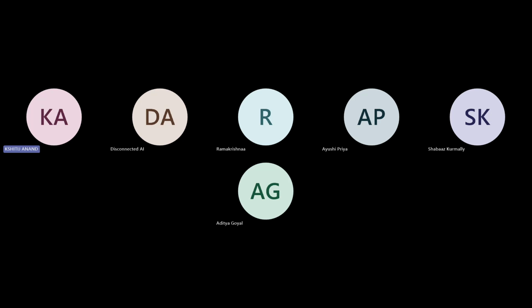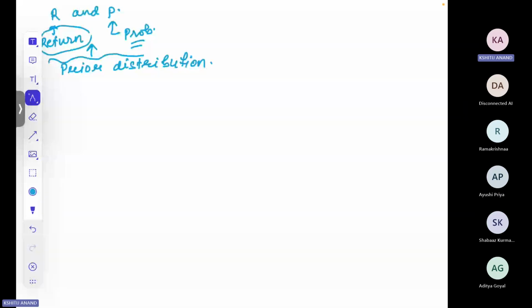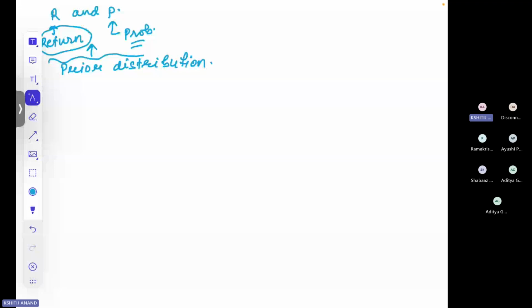So basically, we had two matrices, R and P, and R is the return. So you have, say, 10,000 or 20,000 different scenarios, and this is the probability which tells what is the probability of each scenario. This is our prior distribution. Why is it called the prior distribution? Because this is the market expectation. Okay, so this is what we call the prior distribution. Then you add your views, and then you get your posterior distribution.